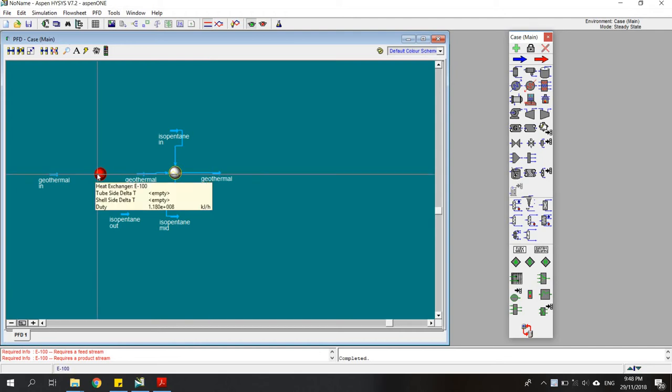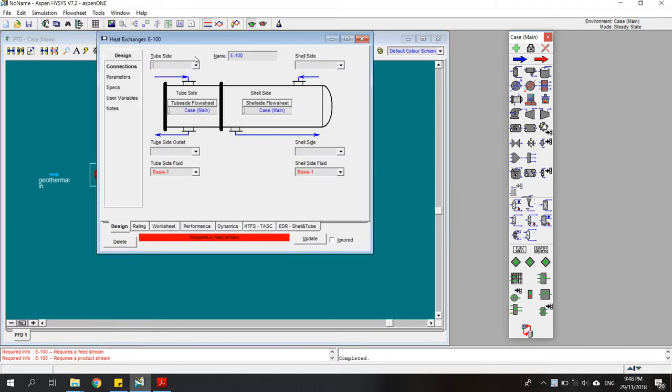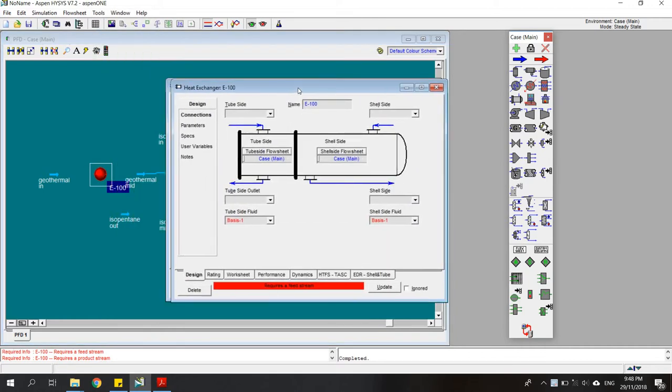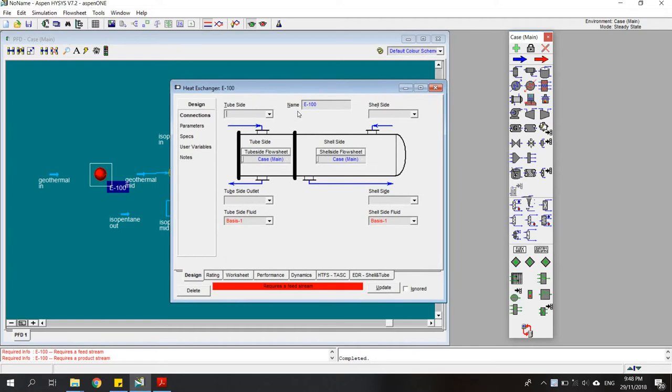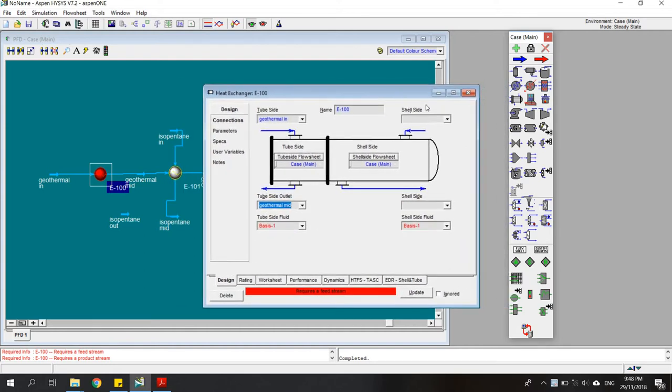Okay, so for the first heat exchanger, which is the evaporator, double click on this, and we get this window again. The top side would be the geothermal, so geothermal in, and the outlet would be geothermal mid. And for the shell side, the isopentane mid would be the inlet, and the outlet would be isopentane out.